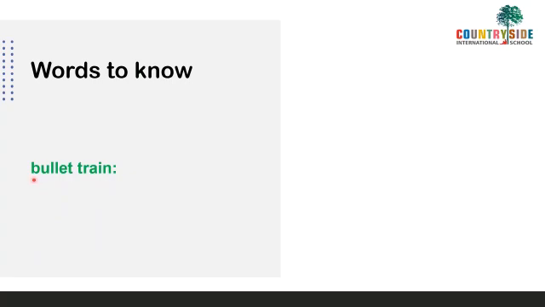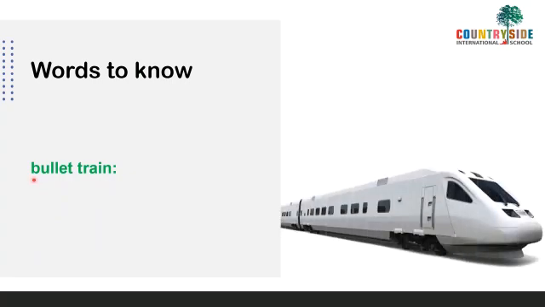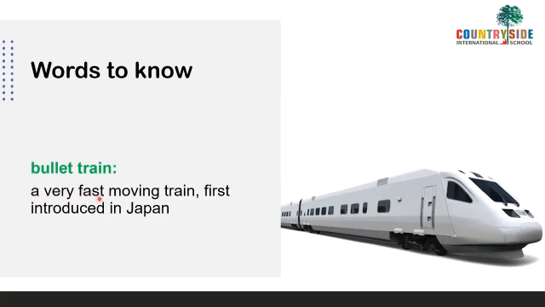Bullet train. Everybody has now seen bullet train, right? It's a very fast moving train. First introduced in Japan. First Japan people introduced this bullet train, and it's a very fast train.